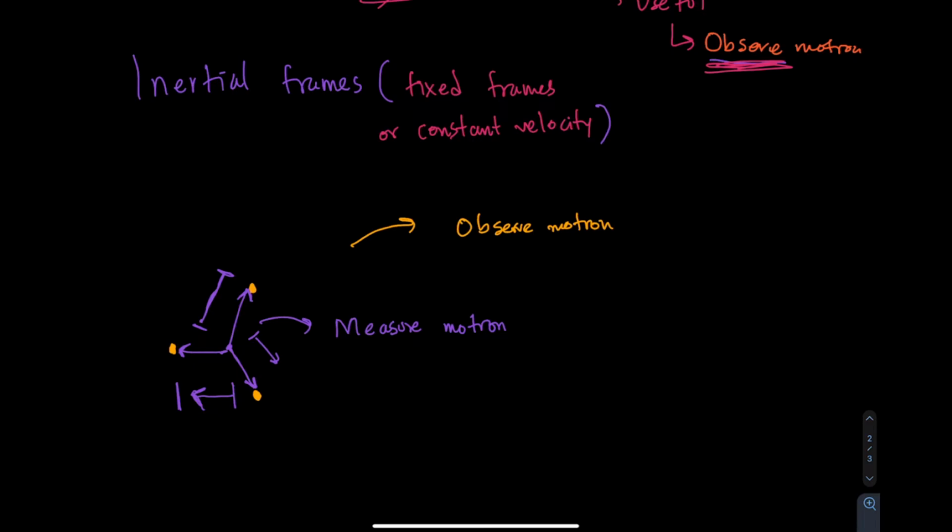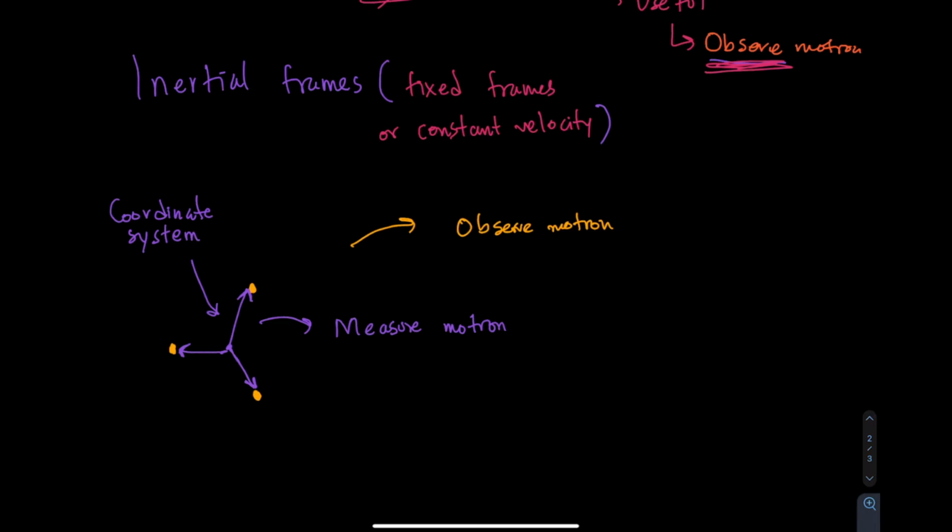And those could be meters, meters per second, acceleration, or magnetic field intensity. Once we have our coordinate system, and let me actually write that here, now that we have our coordinate system, we can actually measure motion.